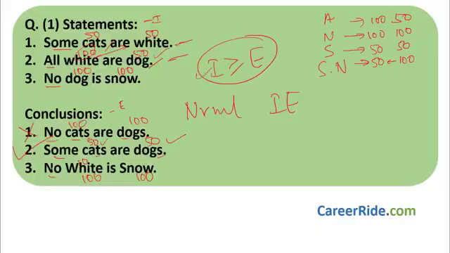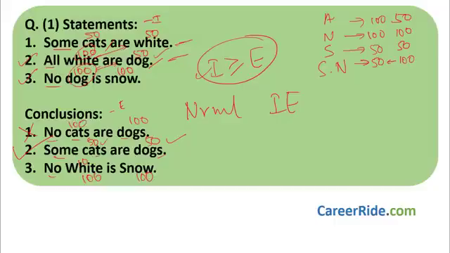Let's go to the third conclusion. No, white is snow. White and snow. Here we have white in the second sentence. We have snow in the third sentence. Here the common word is dog, and one dog is 100. Among the common words, one dog is 50, one dog is 100, right? So 100 we have, we can go ahead.